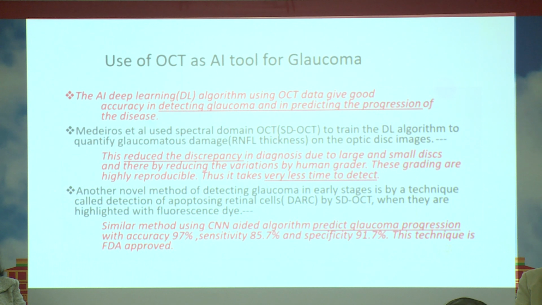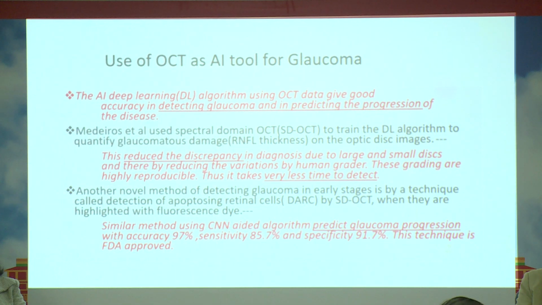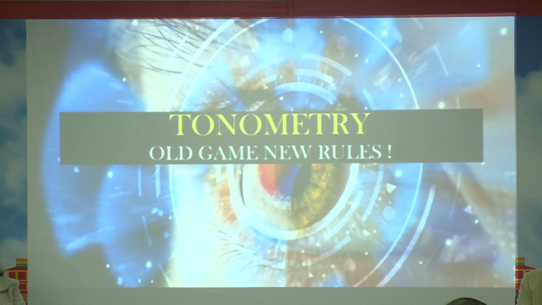A similar convolutional neural network algorithm predicts glaucoma progression with an accuracy of 97%, sensitivity of 85% and specificity of 91.7%. This technique is FDA approved. This is a use of AI with OCT and a deep learning system. With this method, we can diagnose angle closure glaucoma in the early stages.